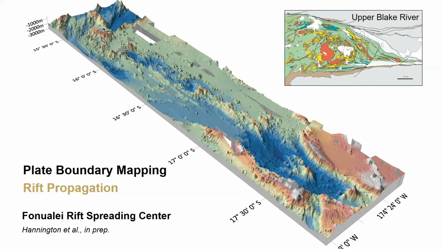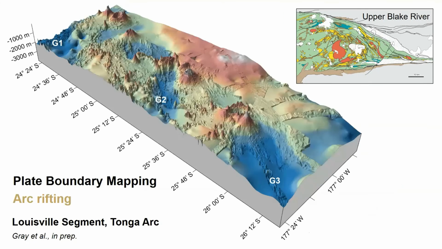At the ends of these propagating rifts, there's often a deep hole. In this case, dropping from about 2,000 meters water depth down into about 3 kilometers water depth in the Fonualei rift system in the Lau Basin. And for those of you familiar with the Blake River, this would be like walking from the relatively shallow successions of Clifford Ben Nevis right into the deep cauldron of Noranda. These are the kinds of geomorphological features I think we need to be looking for.